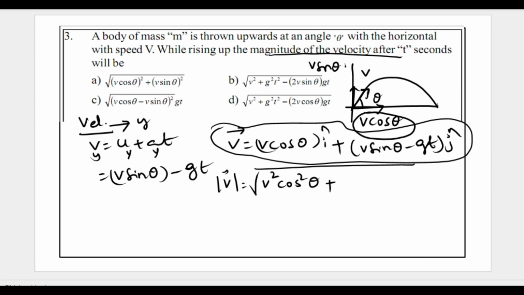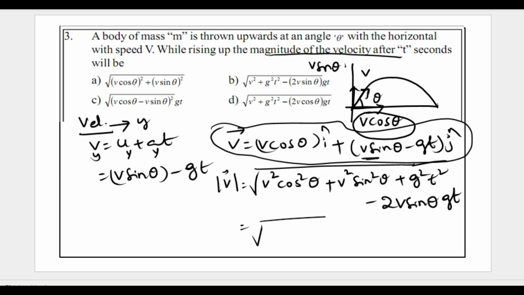It is in the form of a minus b whole square, which is a square plus b square minus 2ab. In the place of a, again two terms: v square sin square theta plus b square, again two terms, g square t square, minus 2ab. Minus 2ab means in the place of a, v sin theta, and in the place of b, gt.